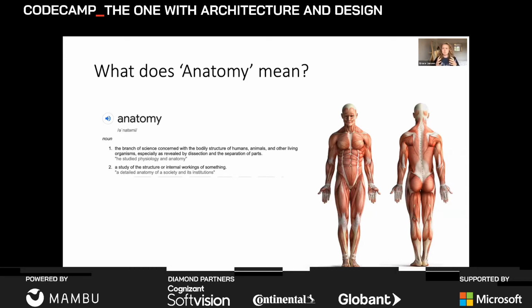So when I say anatomy, what do I mean by that? I've got a very handy definition here from Google. When I'm talking about anatomy, what I really mean is this branch of science that is concerned with bodily structure, the contents of our body, how the contents of our body work together, how the inner workings of us just work in general, and why they've evolved the way they have. So in this presentation, I'm going to be breaking down cloud native using this analogy of anatomy.